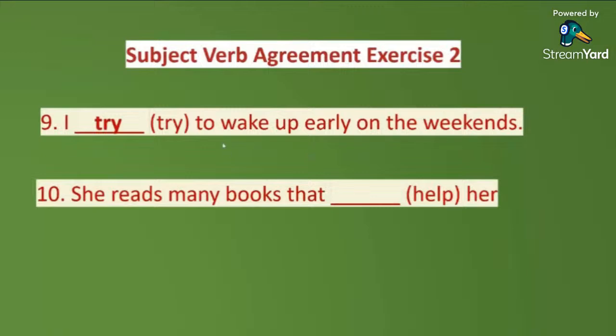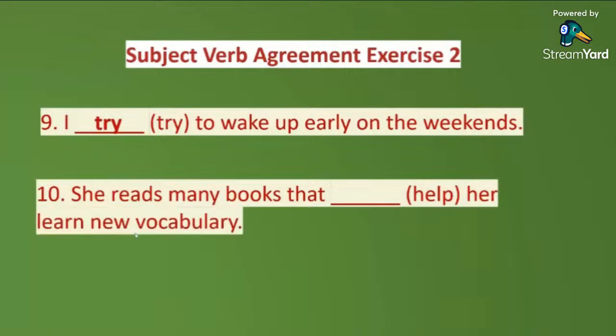Number 10, last item. She reads many books that blank her learn new vocabulary. The verb inside the bracket is help. Answer, she reads many books that help her learn new vocabulary.